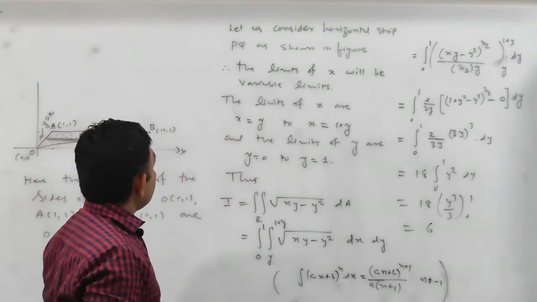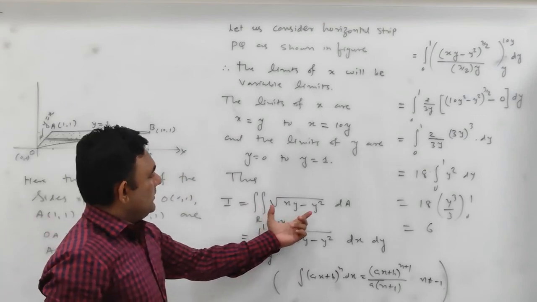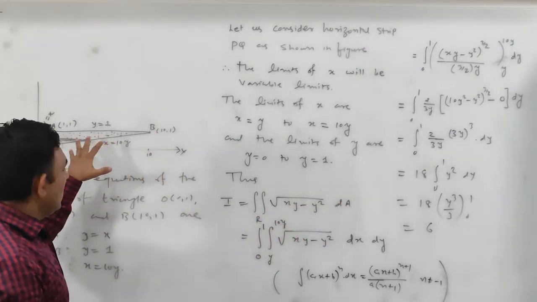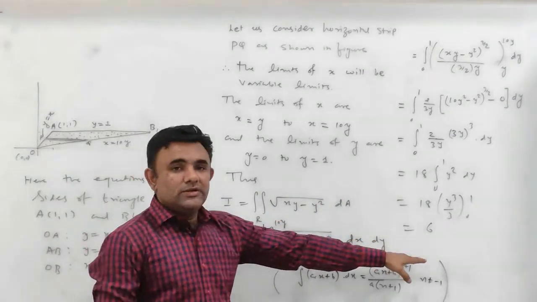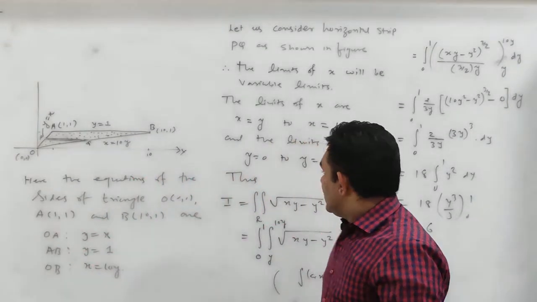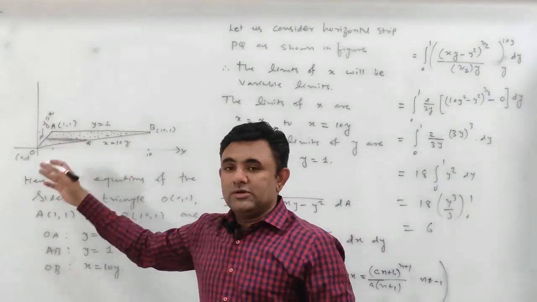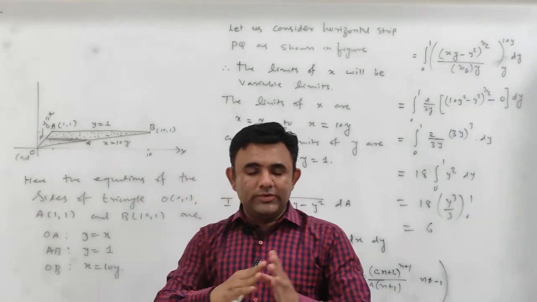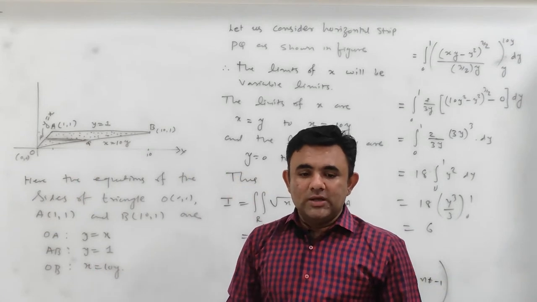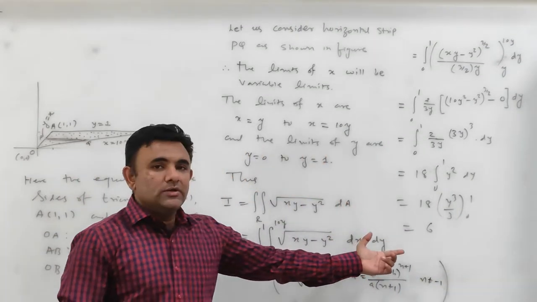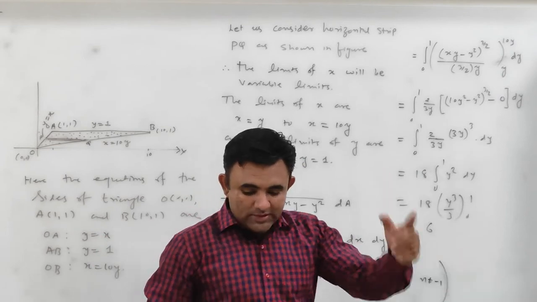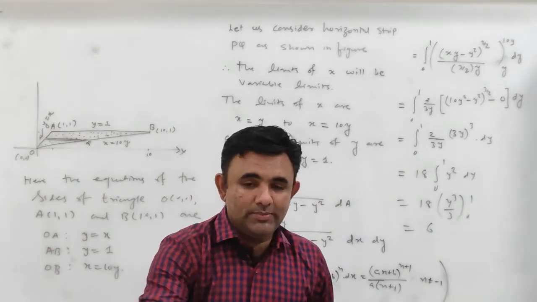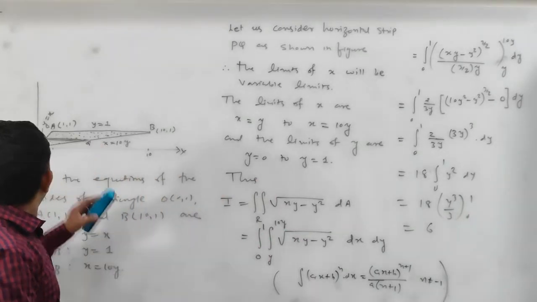So integration of our function under root xy minus y square over this R, this triangular region, is 6 by considering the horizontal strip. See, if you consider vertical strips, then you have to evaluate the integral in two parts and you will get the same answer 6. You can do this in homework, but let us consider one more example, so that the idea becomes clearer.